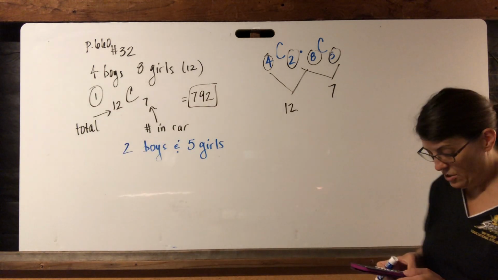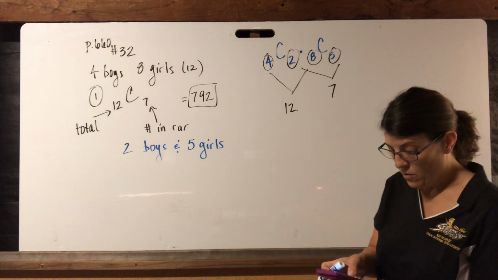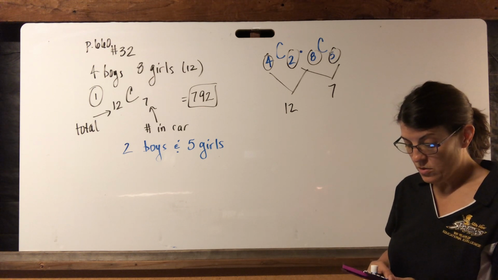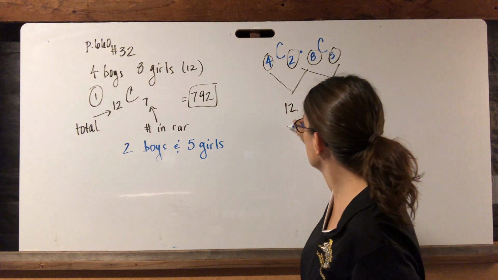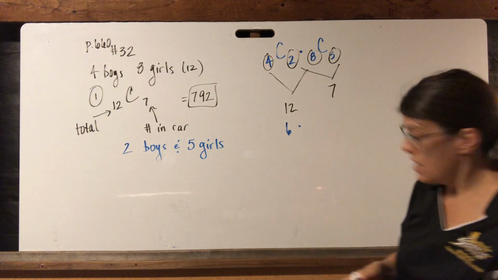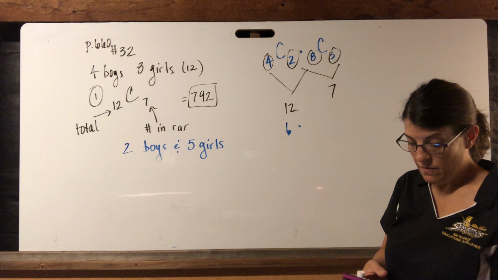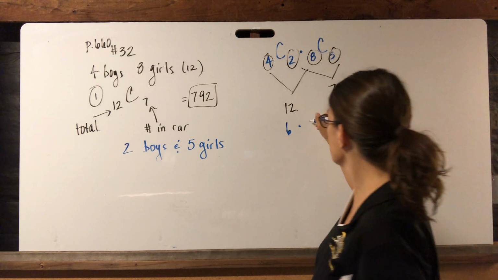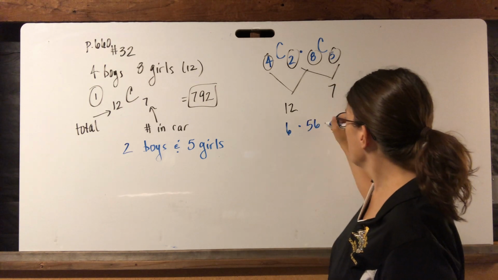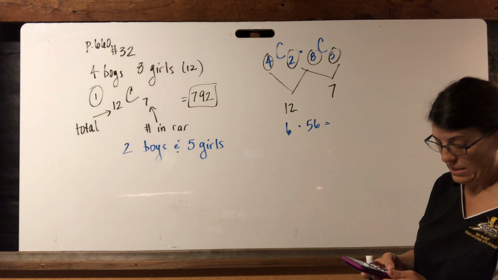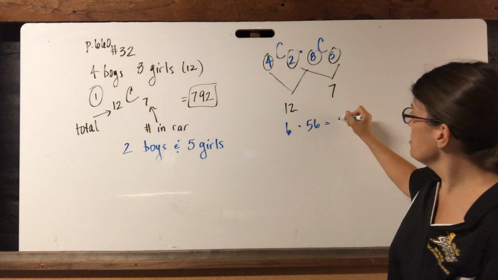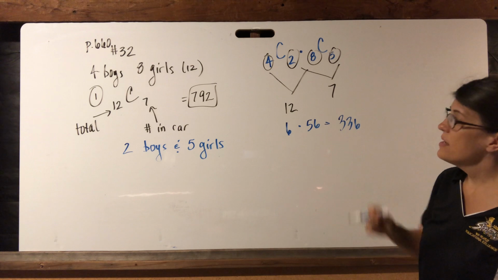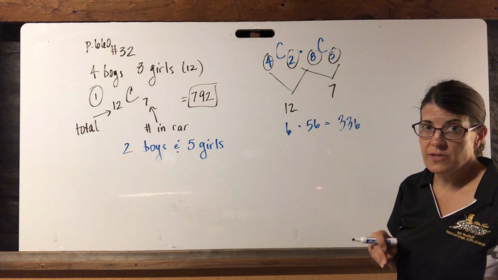Okay, so 4C2, alpha window, number 8, 4C2. This is 6, 4C2 is 6, and 8C5, alpha window 8, 8C5 is 56. So there are 6 times 56. There are 336 ways that 2 boys and 5 girls are going to be going on this trip.